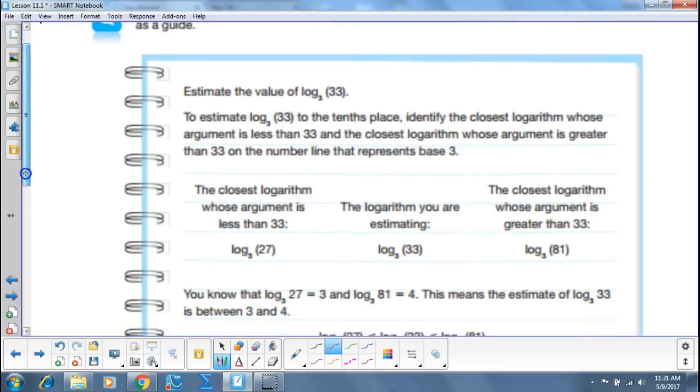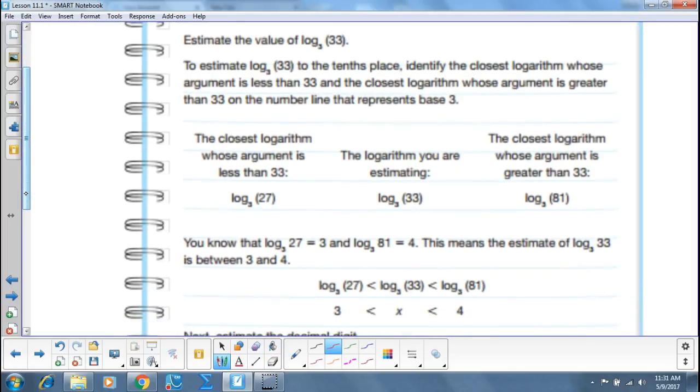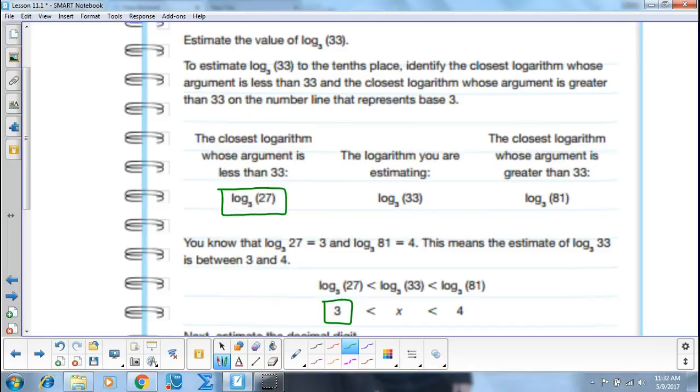So what you would choose here is log base 3 of 27, because 27 is the highest power of 3 less than 33. Okay? And log base 3 of 27 is equivalent to 3. The power that I need to put onto 3 to get 27 is 3. Okay? So that's the left side.